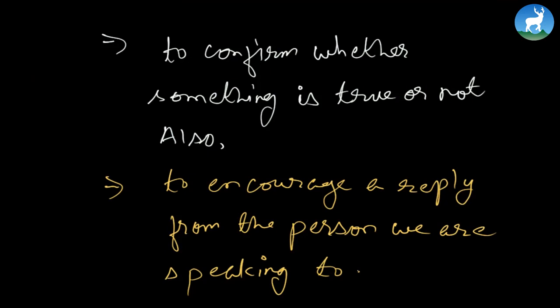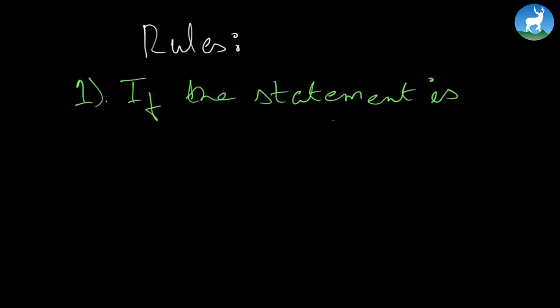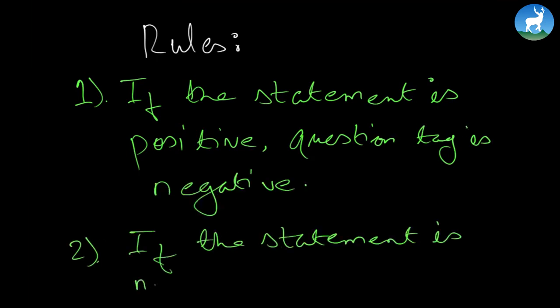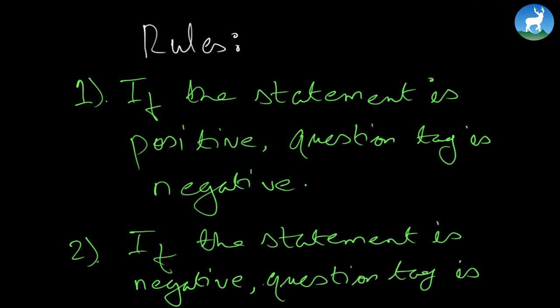We must keep in mind two rules whenever we do question tags. Let's see what these rules are. Number one, if the statement is positive, the question tag is negative. And if the statement is negative, the question tag is positive. So what do you make out of this? If the statement is positive, the question tag is negative, and if the statement is negative, the question tag is positive. Now let's clarify this with examples.